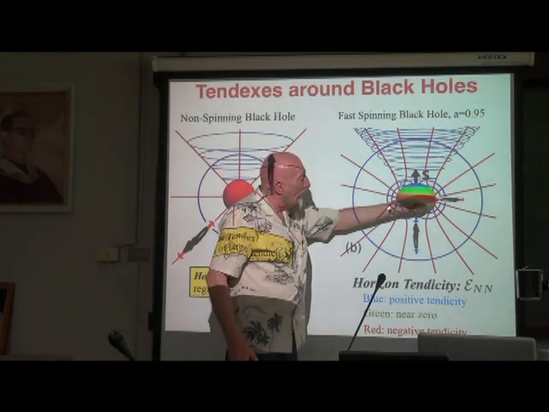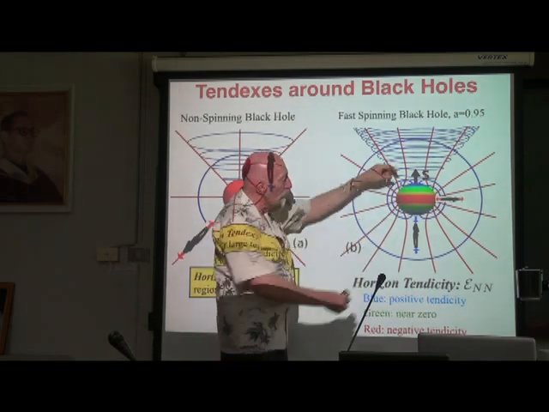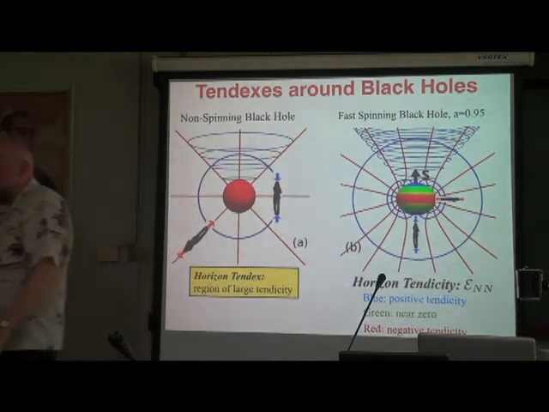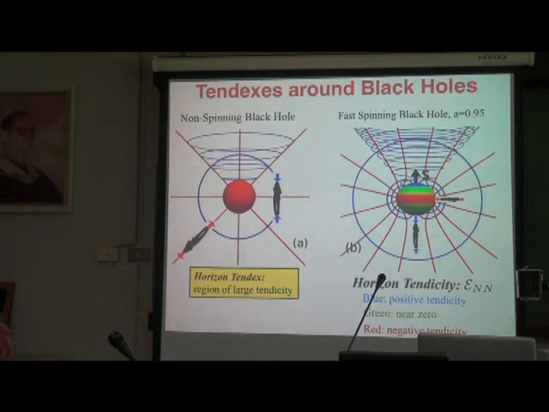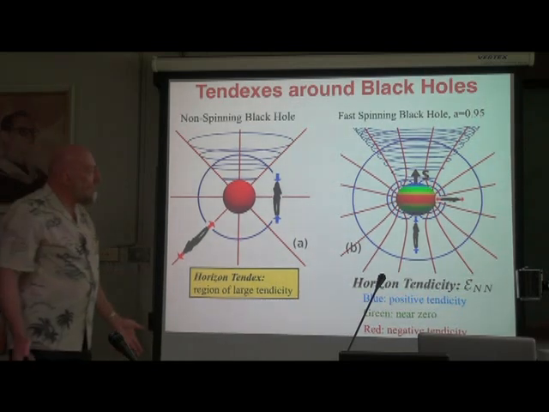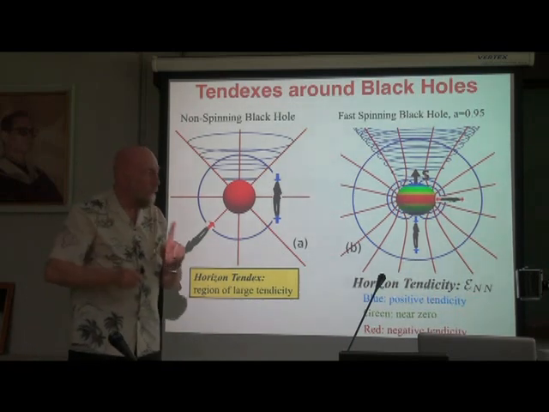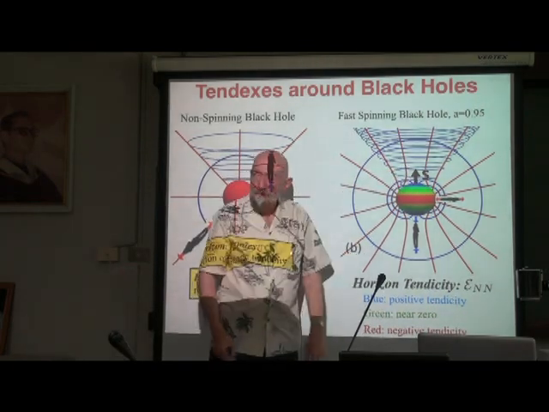So there's a stretching horizon tendex that goes around the equator of a black hole and squeezing tendexes at the poles of the black hole when the black hole spins. Strangely, this has not been previously understood. You were always told that if you fall into a black hole radially, you get stretched. That's not true. If you fall into the north pole of a fast-spinning black hole, you get squeezed.